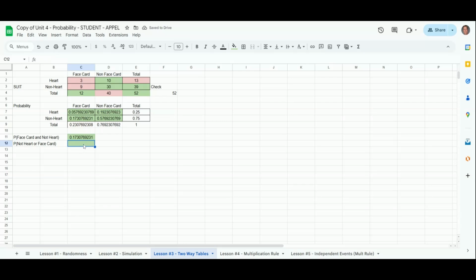So the probability of not a heart or a face card, right? So it can't be here and it can't be there. That should be this value here. So the probability of it's not a heart, so it can't be on this side, right? And it's not a face card, it can't be there. All we're left with is this value here.